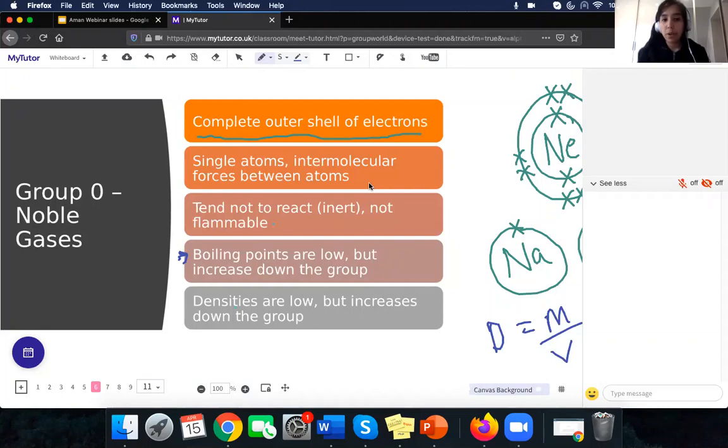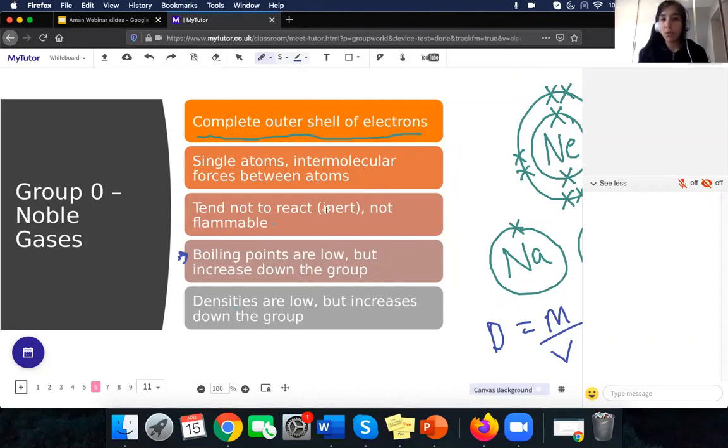Does anyone know why I have said boiling, not melting? They are gases. Excellent. So because they are gases, remember that they are gases at room temperature. So that must mean that their boiling points are low. It's not about their melting points. It's about their boiling points.